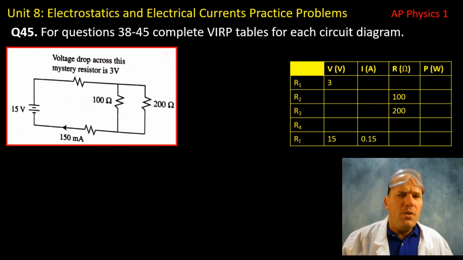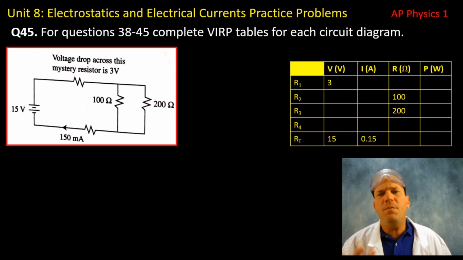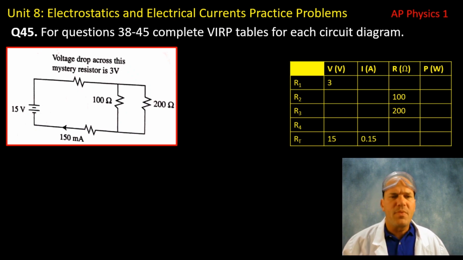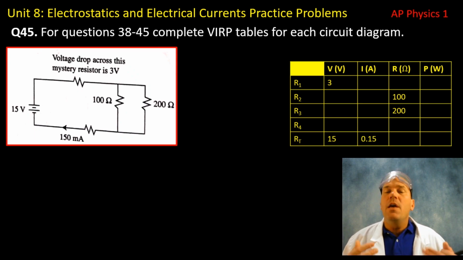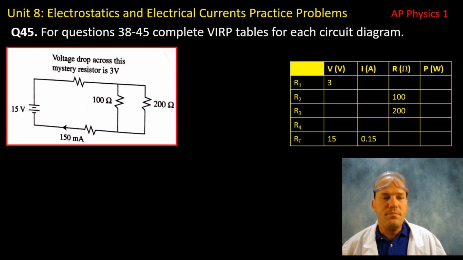So although we don't know the resistance for R1, we do know the potential difference is 3 volts. We also know the total potential difference is 15 volts. We know that we have a total of 4 resistors. We know that we have a parallel branch as well.